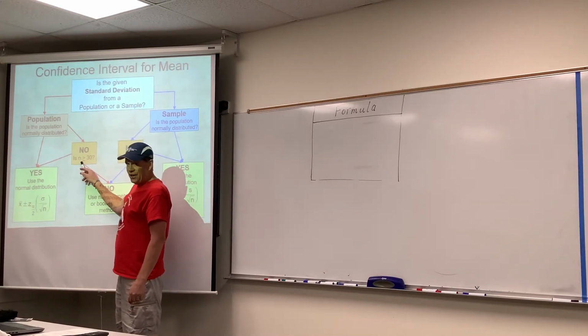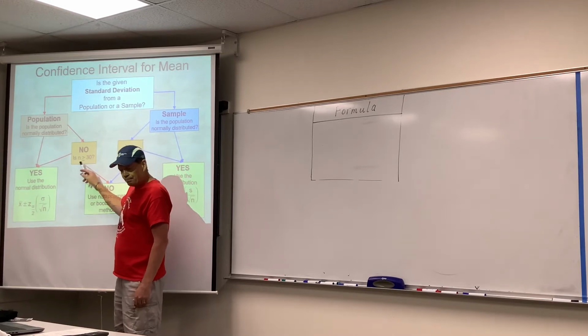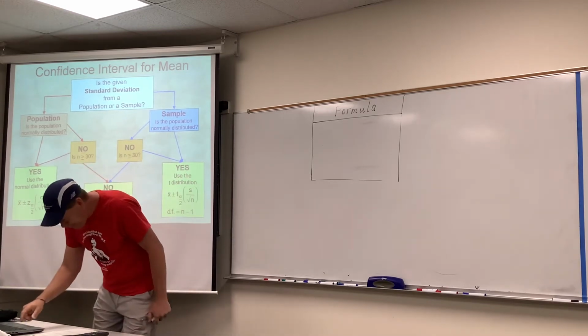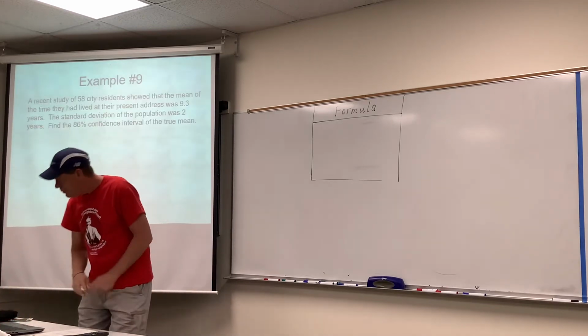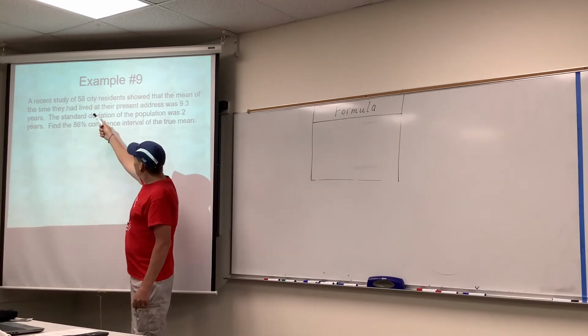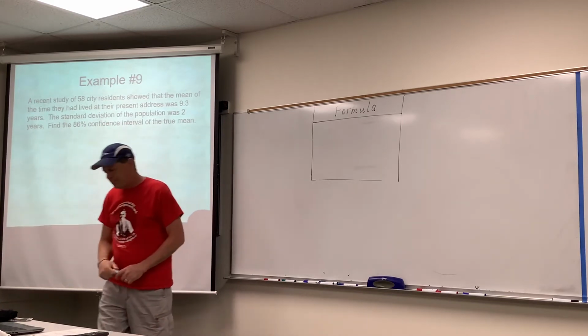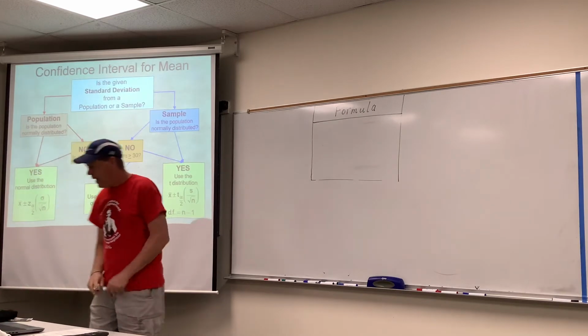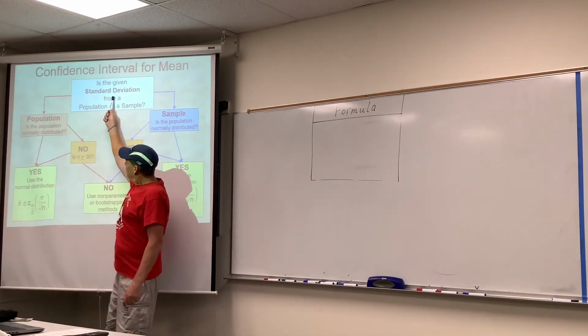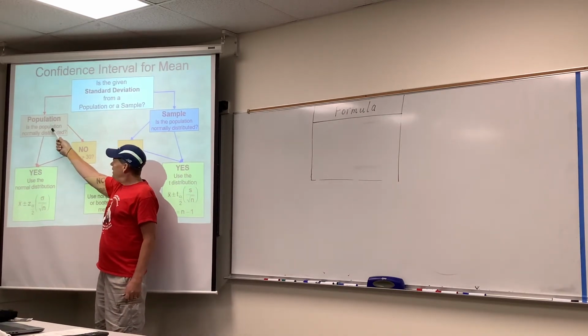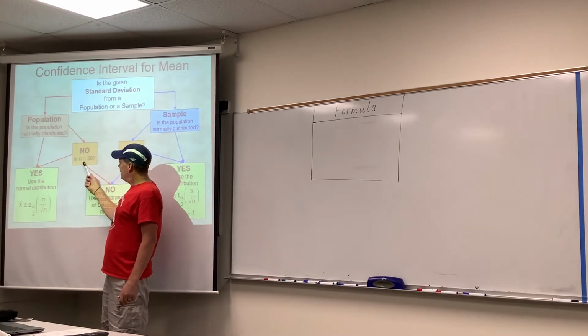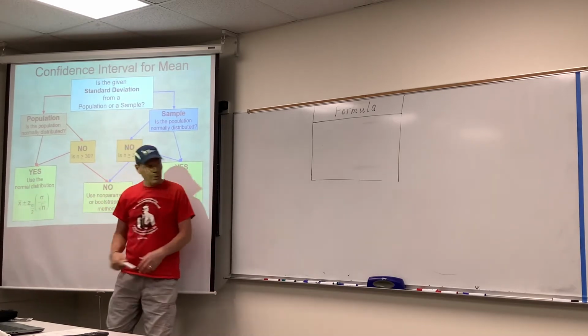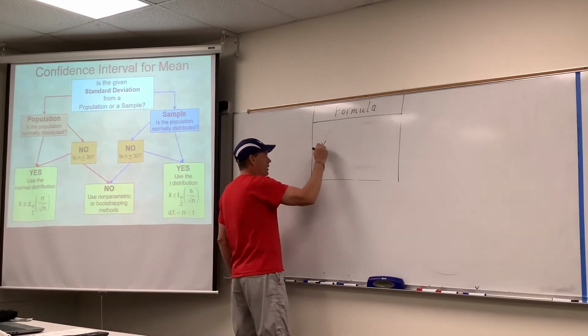How many people did they survey? How big was their sample? Is it more than 30? 58 city residents, that's more than 30. What happened here? They said that the standard deviation was for the population. They did not say it's normally distributed, but they did sample more than 30. Boom, there's your formula. I'm not sure what else we can do there.